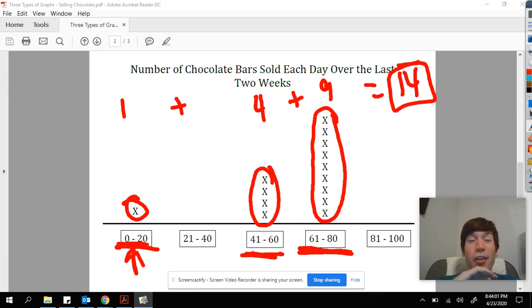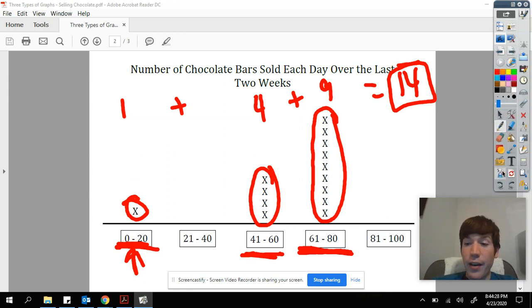Now, the biggest downfall here, especially when we're dealing with these ranges of like 61 to 80, is we know there's 9 days between 61 and 80, but we don't know exact numbers. Were they all 61? Were they all closer to 61? Were they all closer to 80? Was it mixed all up? We don't really know. So it's nice to be able to see this as a representation, but it's really hard to get exact numbers.